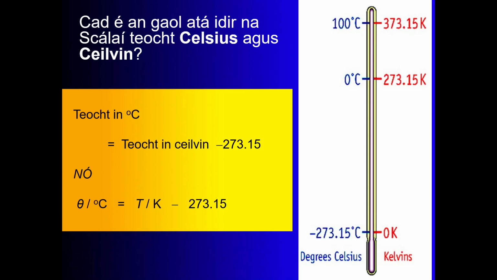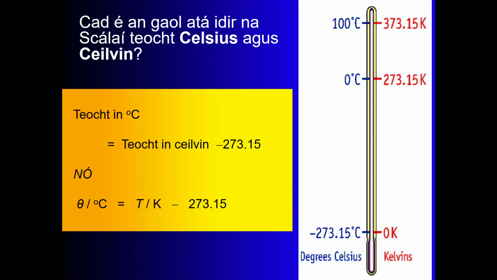The formula for going to Kelvin: degrees Celsius is equal to the temperature in Kelvin minus 273.15. So over here we added 4 degrees to Kelvin.